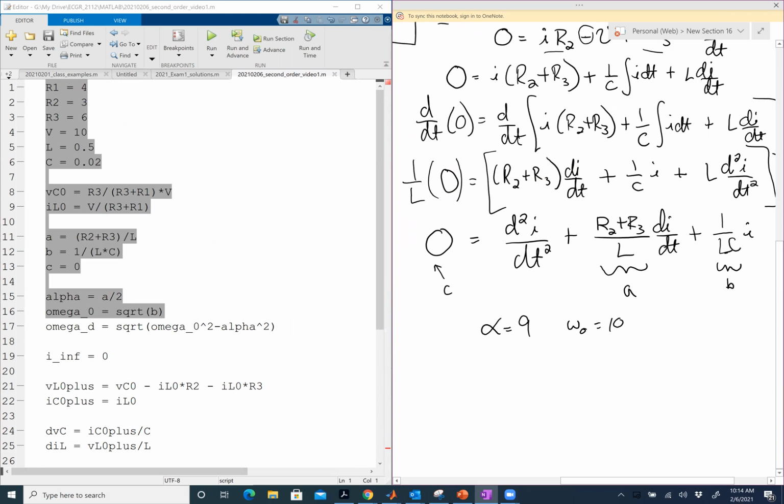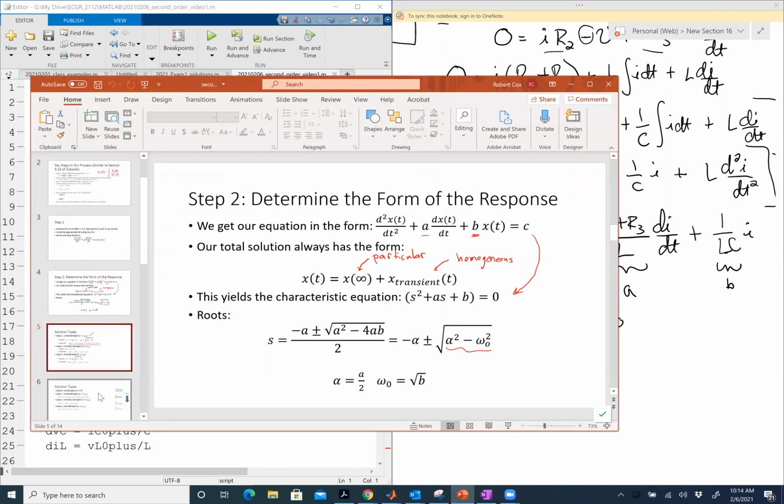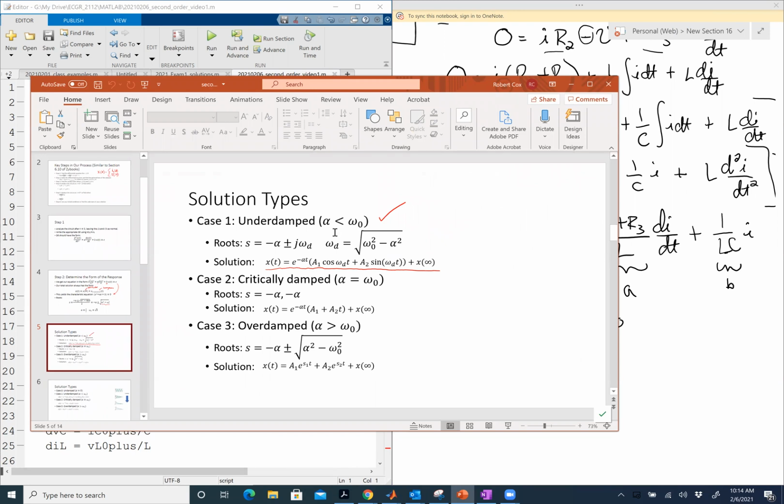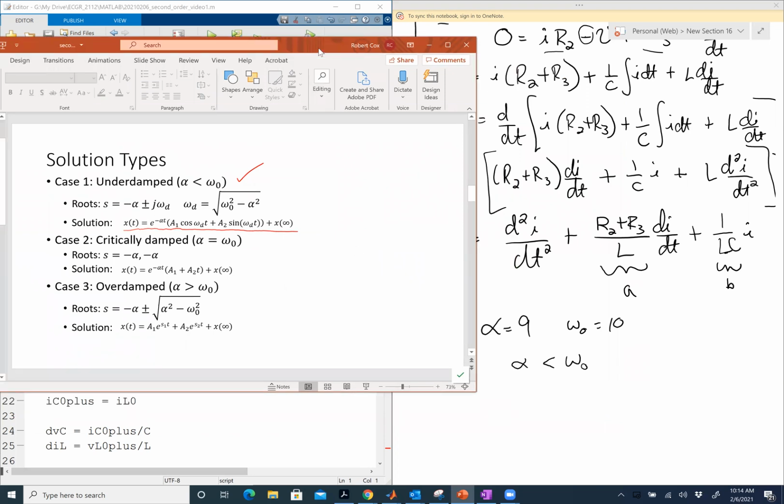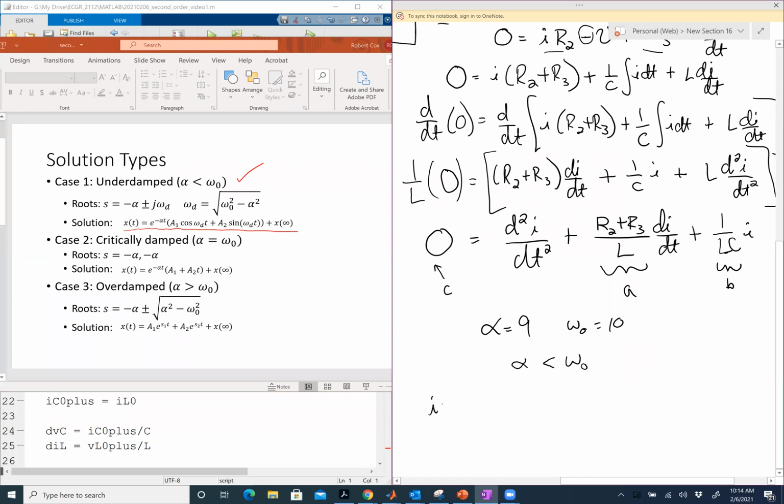So if I have a situation where alpha is less than omega naught, I need to determine is that underdamped or overdamped. So what I do is I go to my solution types here and I say, well, alpha is less than omega naught. That's what I have in this case. So that means I have an underdamped case where I have 2 roots, and my form of the solution is this guy. So I now know that I of t has to have the form of this expression here.